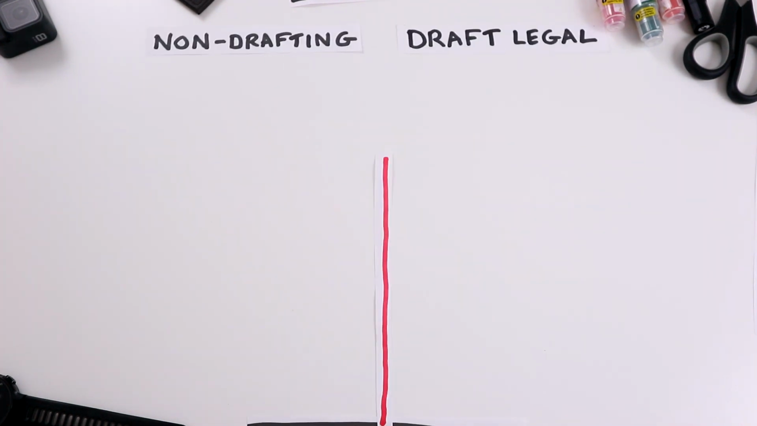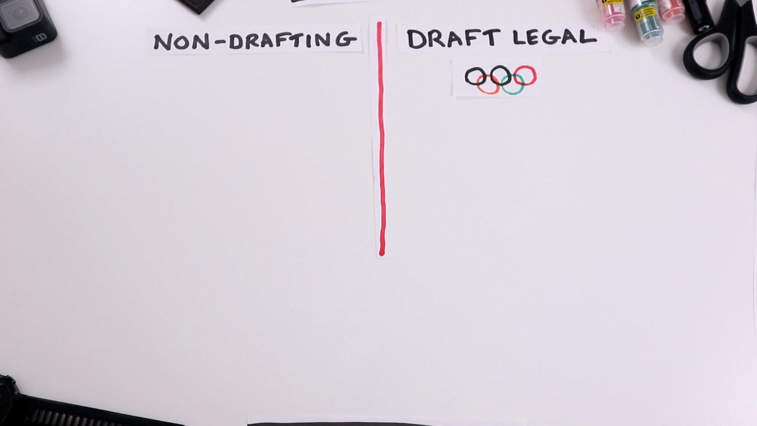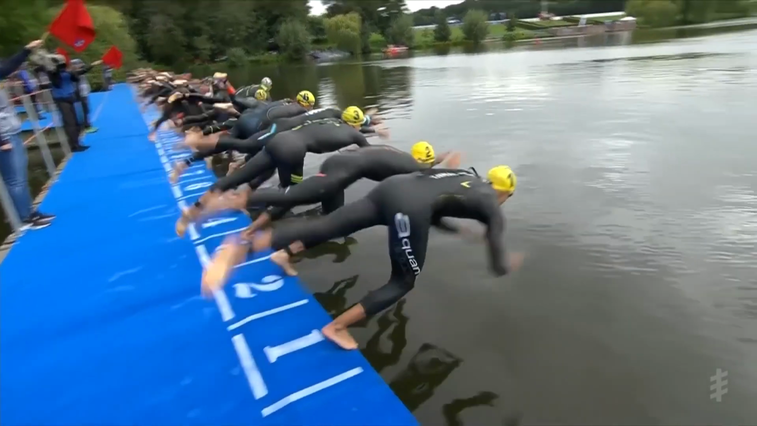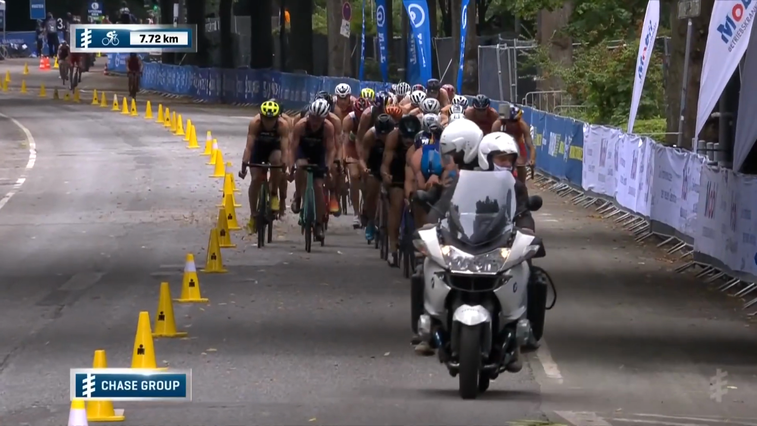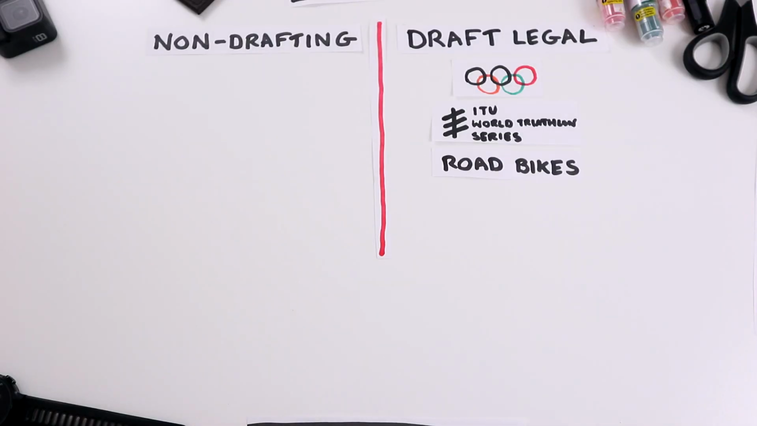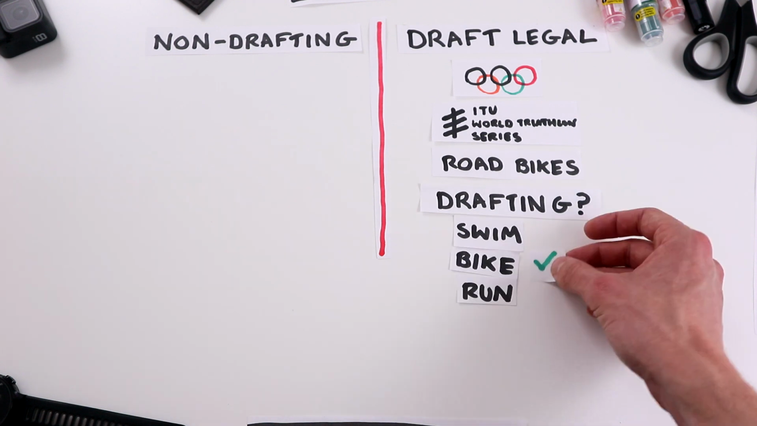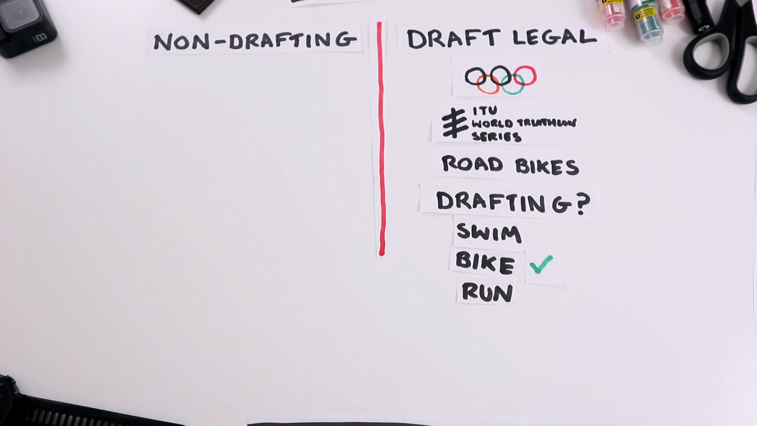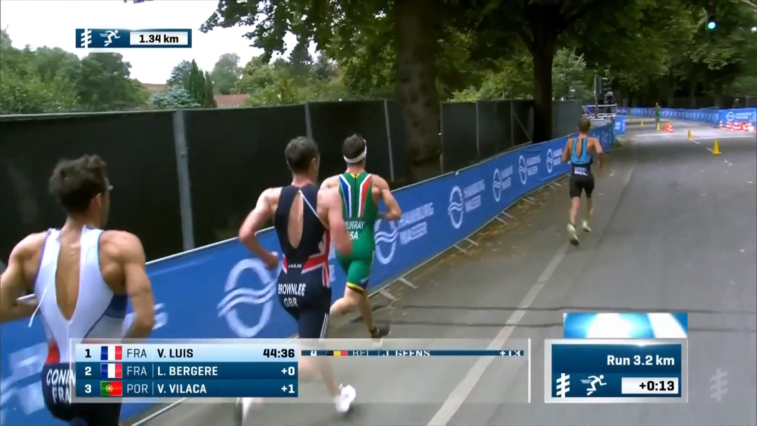At the most zoomed out level, the sport can be broken down into two types of racing: draft legal racing and non-drafting racing. So draft legal is known as Olympic style racing, as it's the format used for the Olympic triathlon, and it's also the style of racing used in the World Triathlon Series. This racing is known as draft legal racing because on the bike leg, road bikes are used and the drafting of your competitors is allowed and also part of the race tactics. You can also draft on the swim and the run too, although there's really not much benefit to be had on the run.